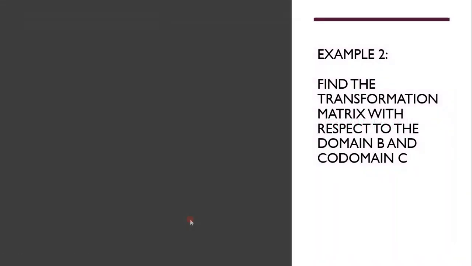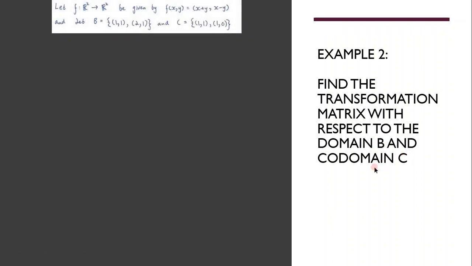So example 2, find the transformation matrix with respect to the domain B and codomain C. In tests they will trip you up, it won't always be B and it won't always be C, they might do A and B or D and H or something. I've never seen D and H, but you know, it can happen. So let a function map something from R2 to R2, and the transformation formula is given as such, and this is our domain and this is our codomain.